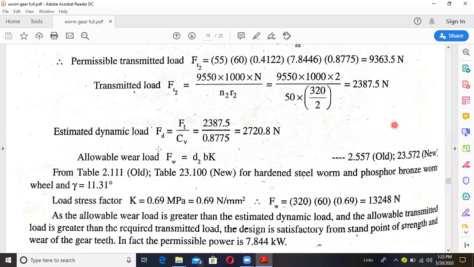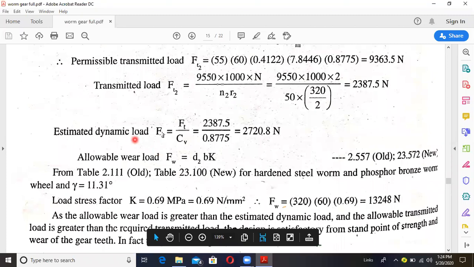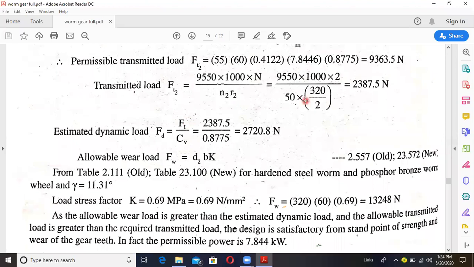Now we are going to calculate the dynamic load. Dynamic load Fd is equal to Ft divided by Cv. So Ft is nothing but the transmitted load 2387.5 divided by Cv, which we calculated in the previous step. Then we will get the dynamic load.